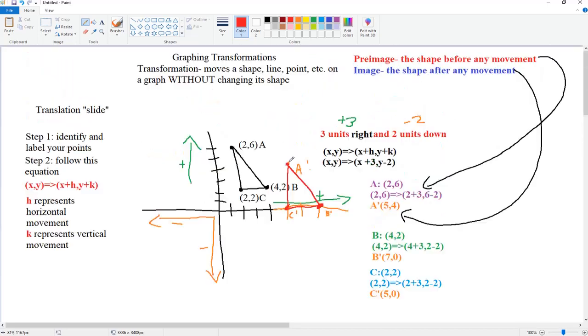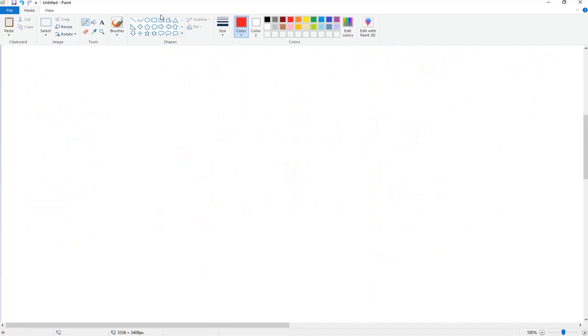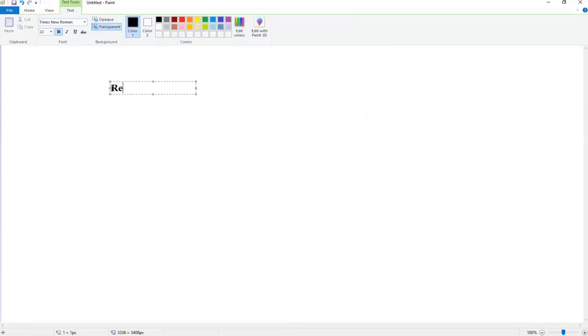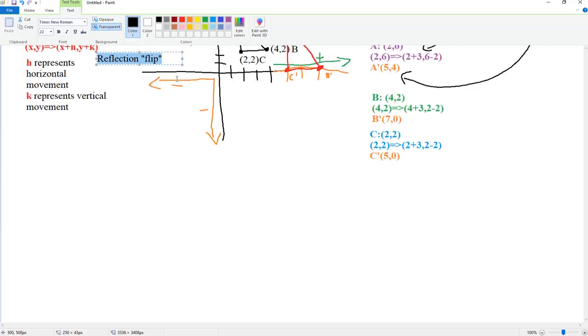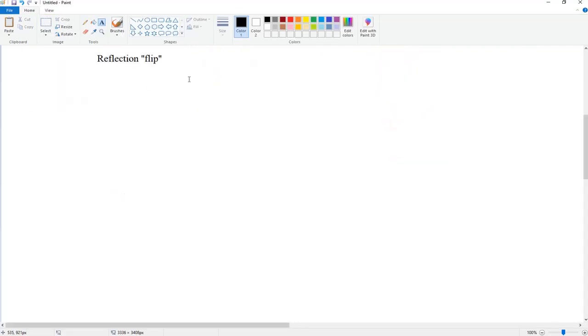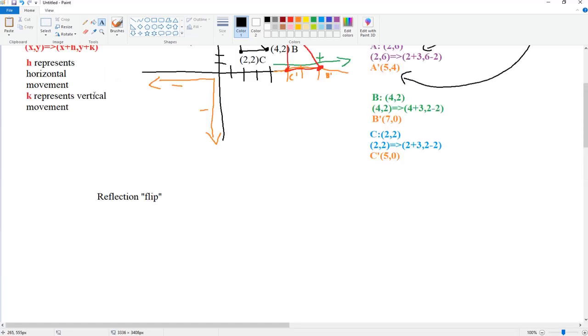Next, the next kind of transformation that we have is called reflection. Reflection, also known as flip. It's exactly what it sounds like. You are flipping from one side of the graph to the other side of the graph. For the purposes of this class, we will only be doing 2 types. Technically, there are an unlimited amount, but I will only be holding you accountable for 2 types. And for me personally, this is the easiest one because the steps are essentially just two steps. You'll see what I mean.